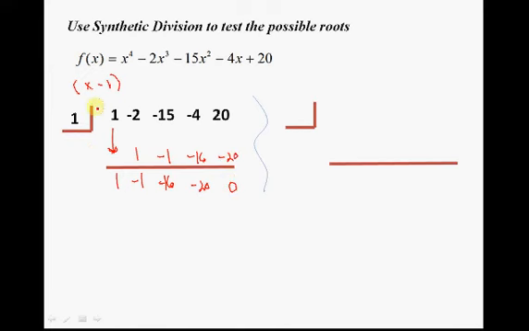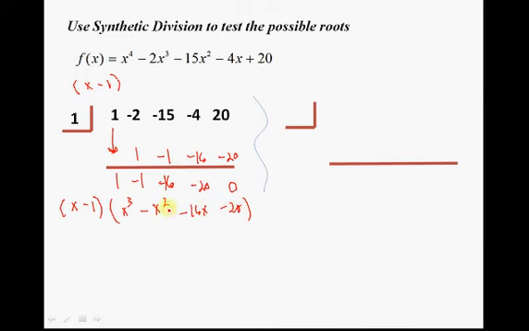Voila, this is a factor because we have a remainder of 0. And that means x minus 1 is a factor, and the other part of the factor, well, here are the coefficients of the other part of the factor, because that's what these represent. So we have x cubed minus x squared minus 16x minus 20. That's the other part of the factor.